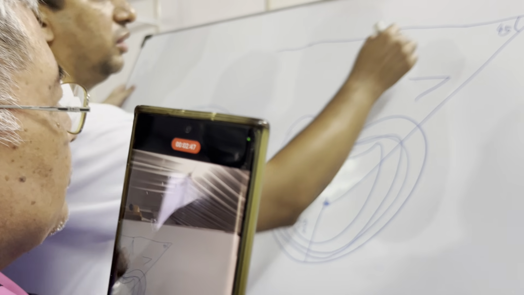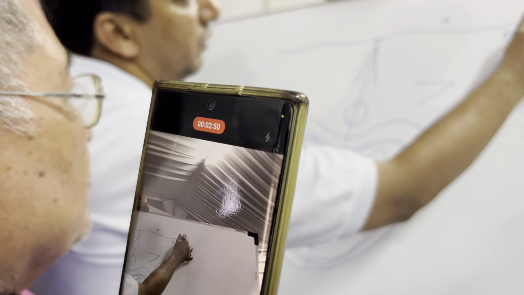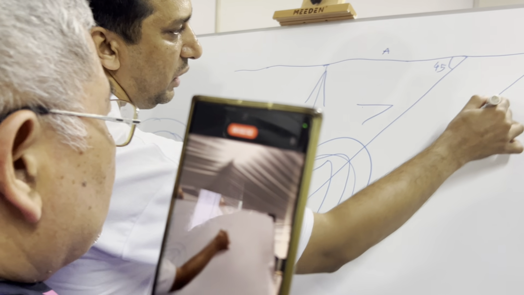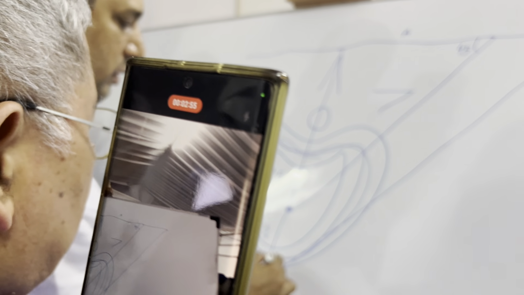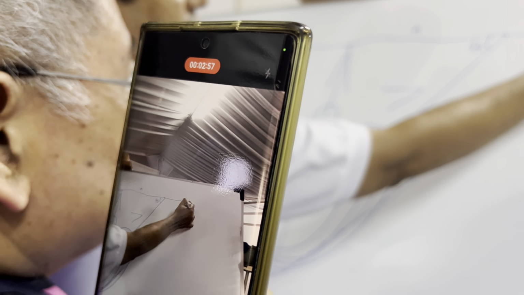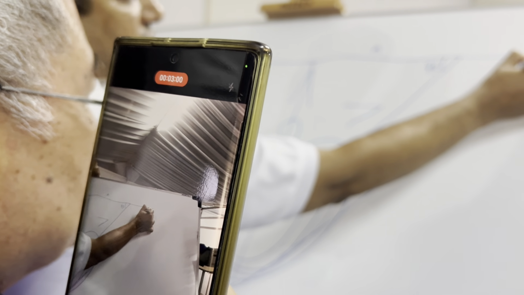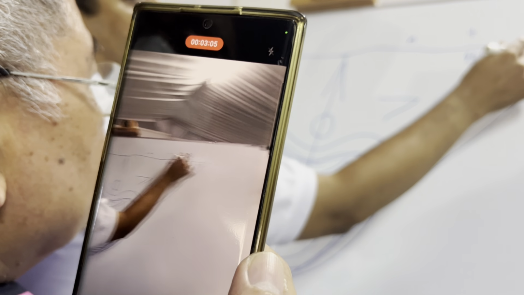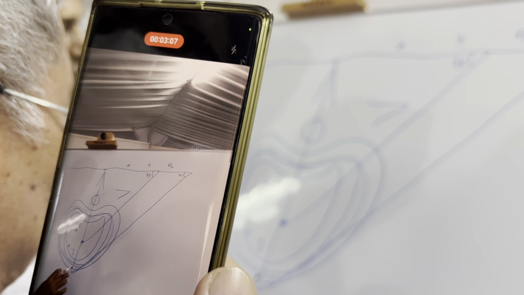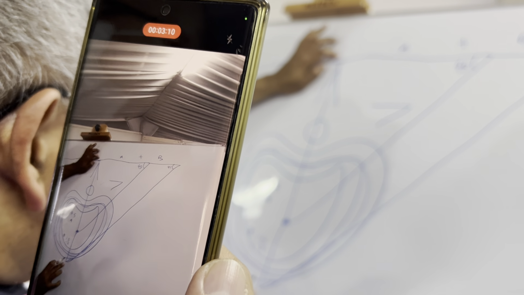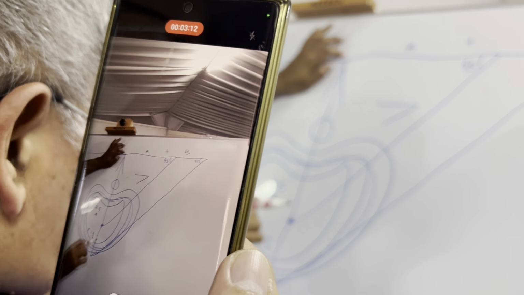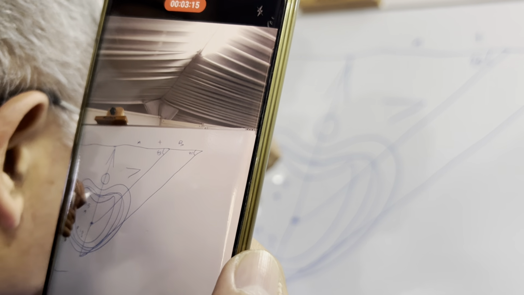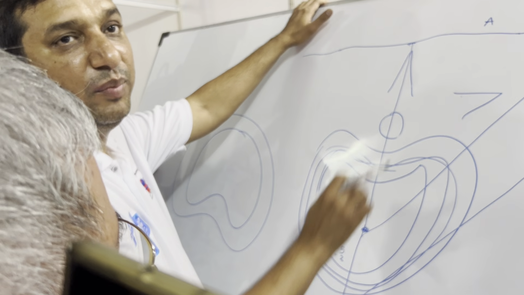Now this is A, and if I extend B and make the same line, again this angle will be 45. So in the lateral view you take this distance A plus B. You put the marker, and then you put the guide wire or something, and you put the marker. So this distance is A plus B.